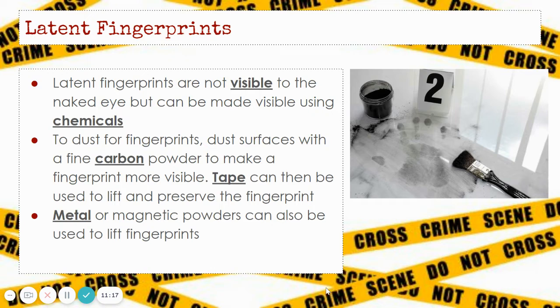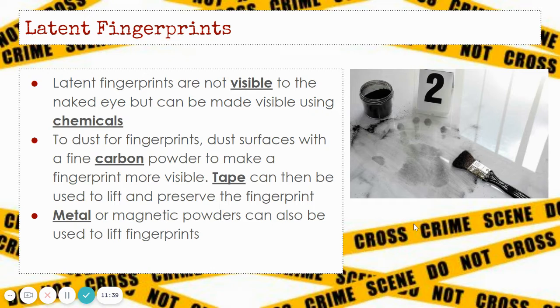So latent fingerprints are not visible to the naked eye, but they can be made visible using a variety of different chemicals. We have different types of chemicals for different types of fingerprinting situations. When we dust for fingerprints, we dust it with a very fine carbon powder to make that fingerprint more visible. Then we can put tape over that print in order to lift it.